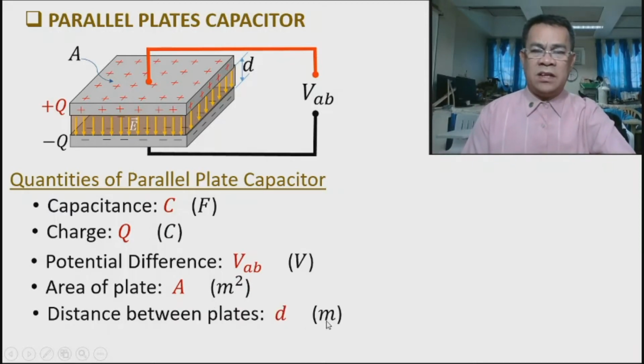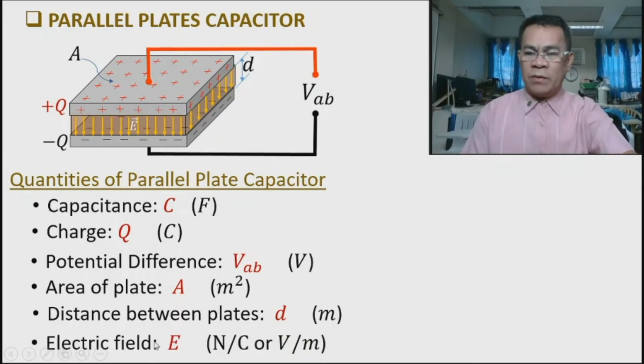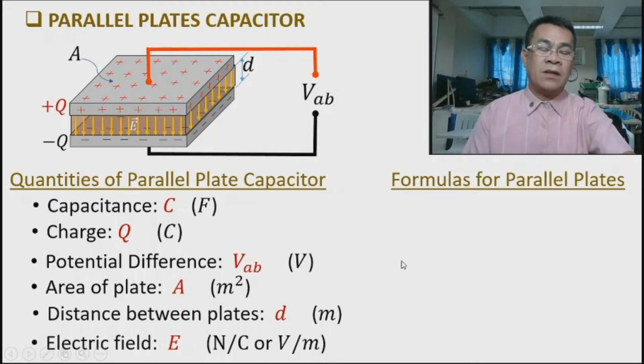Distance between plates D, the unit is in meter. Okay, so these are the quantities for parallel plates capacitor only. Now, what are the formulas? And we have also the electric field E, and the unit is Newton per coulomb, or an alternative is volt per meter.